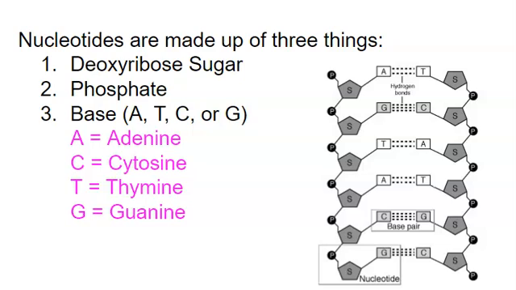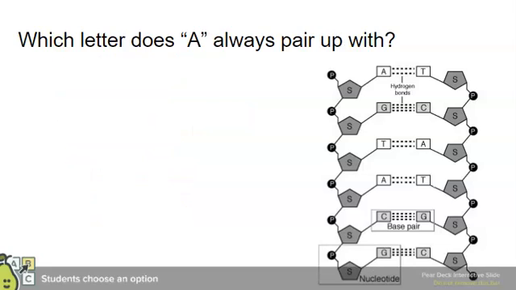So let's take a look at how these bases, how these letters pair up. If you take a look at this picture, what letter does A, adenine, always pair with? It pairs with a T, right? So every time we see an A, it always goes with a T. What about C? What letter does C pair up with? C always pairs with G. So every time we have a C, we see it paired with a G.